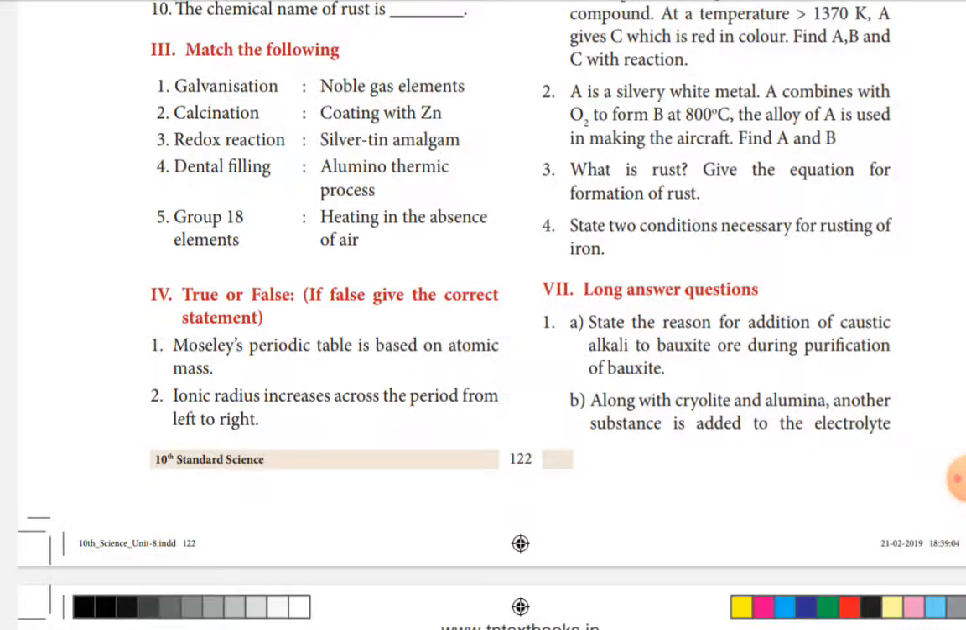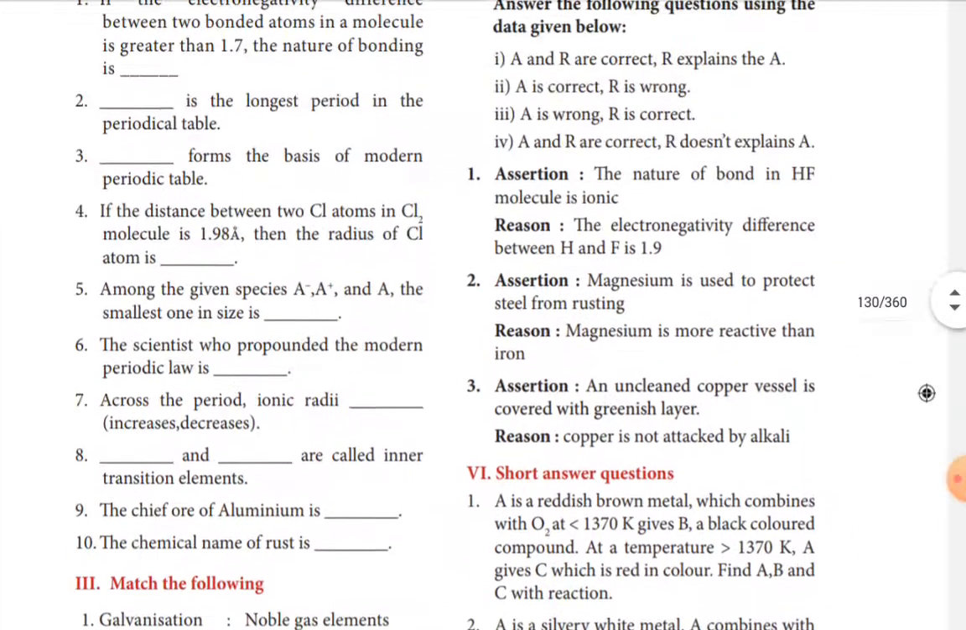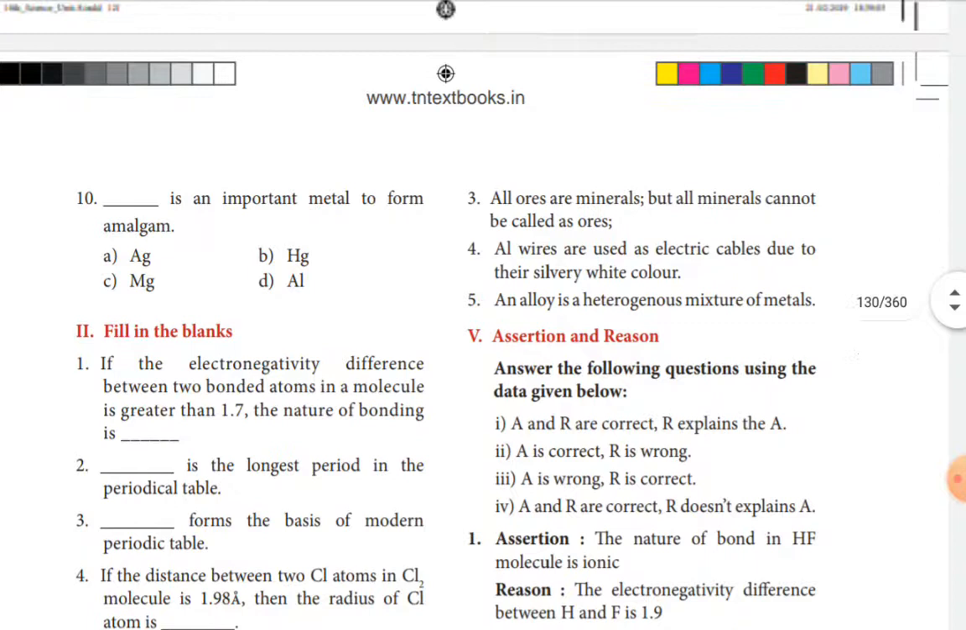Then next one, all ores are minerals, but all minerals cannot be called as ores. This is true. All ores are minerals because from the minerals, only the best mineral which is selected for the extraction is called ore. So all the ores are minerals, but all the minerals cannot be called as ores.